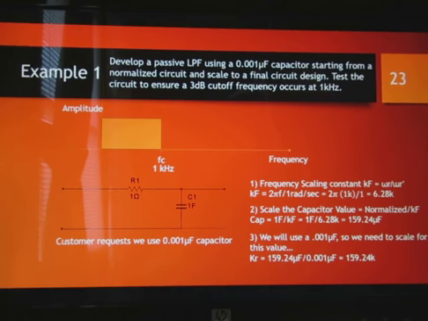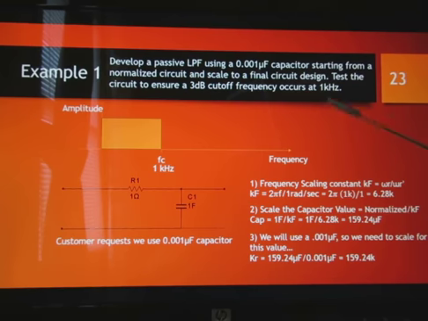And second, we're going to scale the capacitor value. We're going to take the normalized value divided by k sub f, which is what we just found. So we're going to take the 1 farad normalized value divided by 6.28k in this example, and we get a value that's in the microfarad range. So we're starting to get close to something that we can actually build and put together.